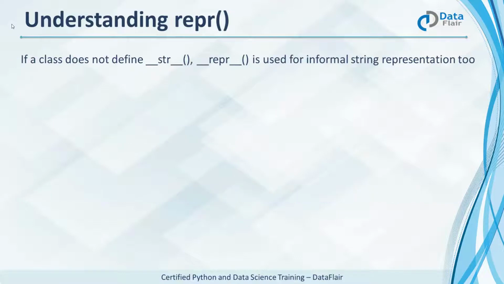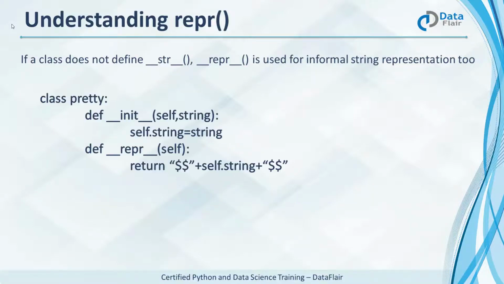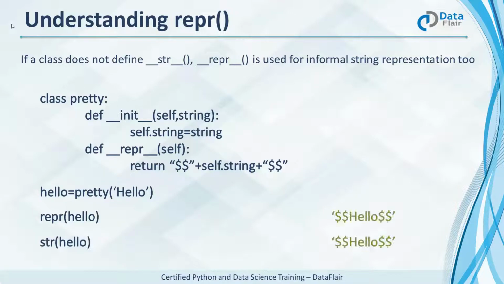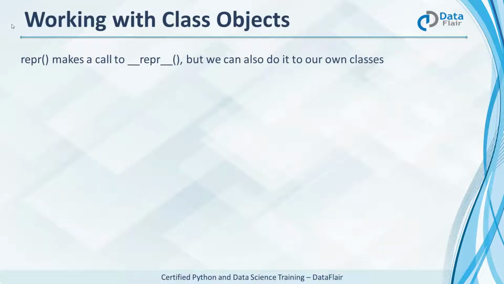Let's see what this means. We have a class Pretty. This defines the methods init and Repr. Repr adds $2 to both ends of the string. Hello is the object for which the string is hello. Both Repr and str print the same thing. Internally, Repr makes a call to the Repr method with 2 underscores on each side.